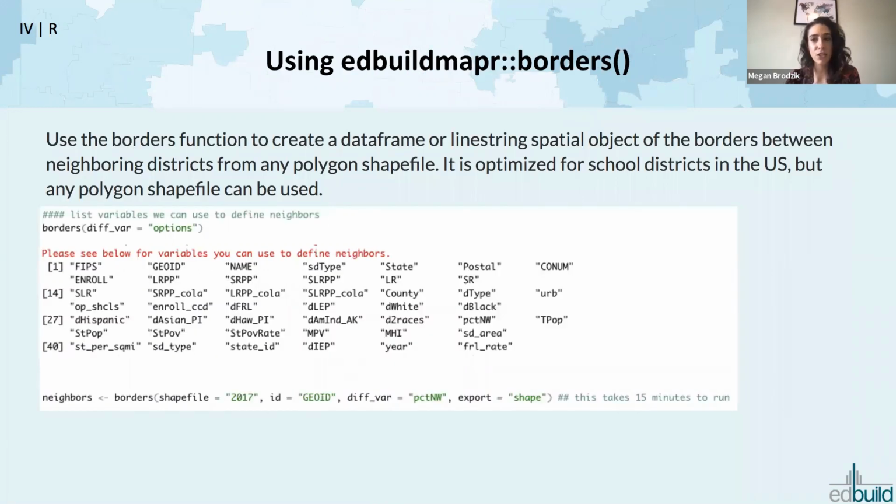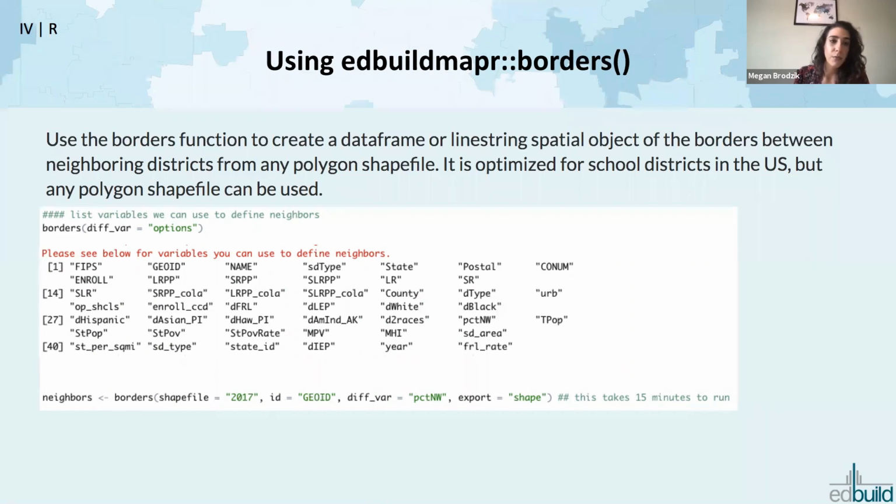We also have the function called borders. This function is a little bit different than the others. It doesn't necessarily rely on our master data set, but this function creates a data frame or a line string object of the borders between any neighboring polygon shapefiles. So we've optimized it to find the border between school districts, but any polygon shapefile can be used.